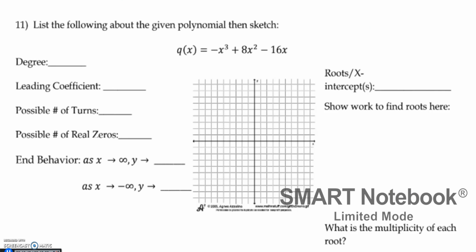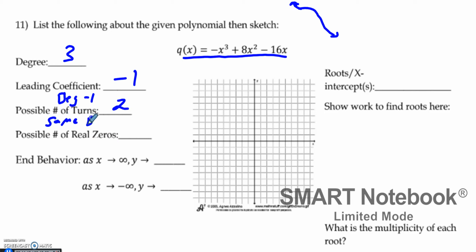Number 11, list the following about the given polynomial and then sketch. So before I start, I notice that my function is an odd degree or cubic, which means it looks like a snake. Because this is negative, that means that my snake is going to be falling from left to right, which will help with end behavior. The degree of my polynomial is 3. The leading coefficient is negative 1. Turns is always the degree minus 1, so it has 2 possible turns. The number of zeros is always the same as the degree, so there'd be 3 possible zeros.